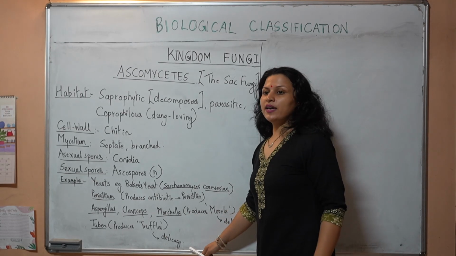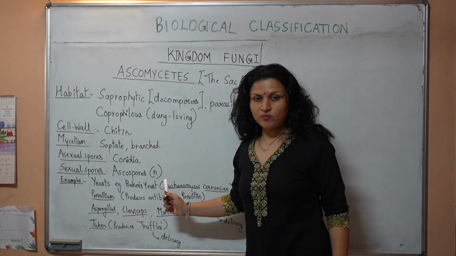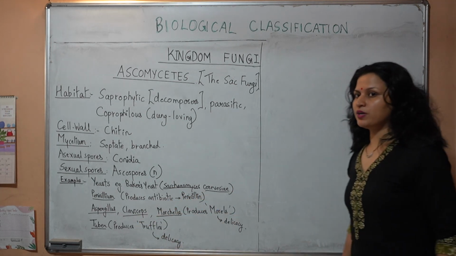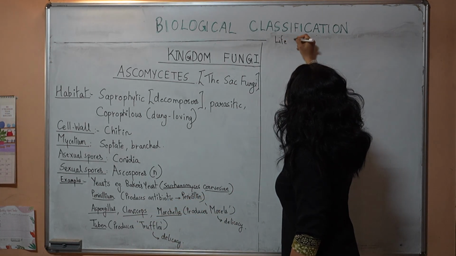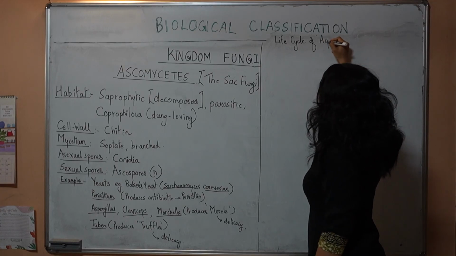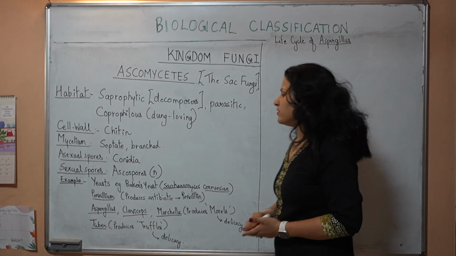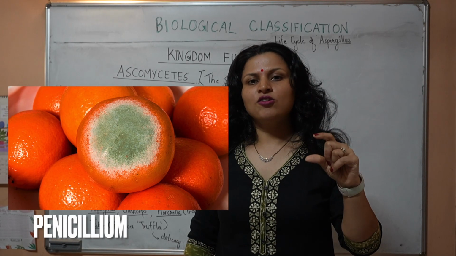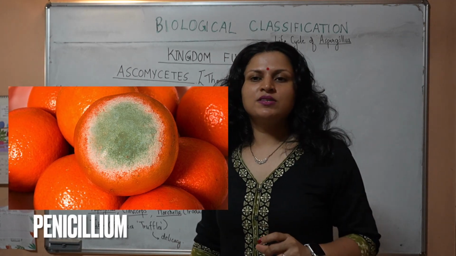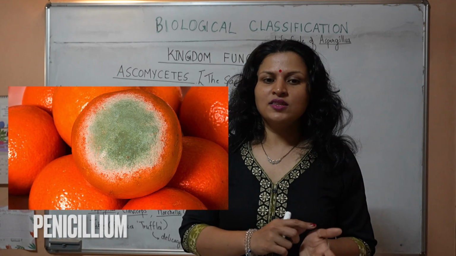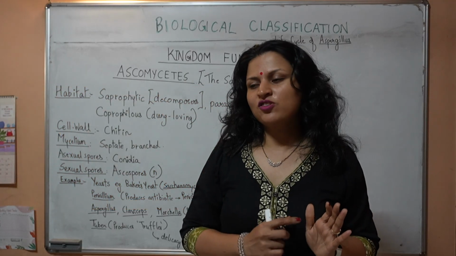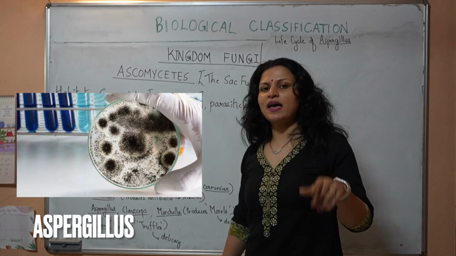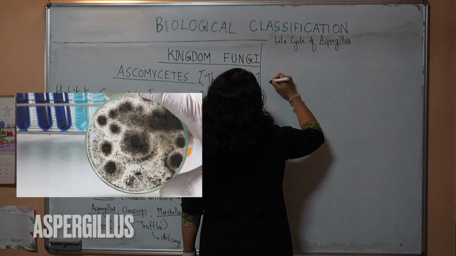Next, we are going to look at the life cycle of Ascomycetes, in which we will see how the ascospores and all will be produced. We are looking at the life cycle of Aspergillus, which is a black colored fungus. By the way, have you seen Penicillium? The patches of Penicillium are seen on citrus fruits which have been kept in the open for too long. They will have green colored patches on them. Similarly, Aspergillus is a black colored mold. So let's start with the life cycle.